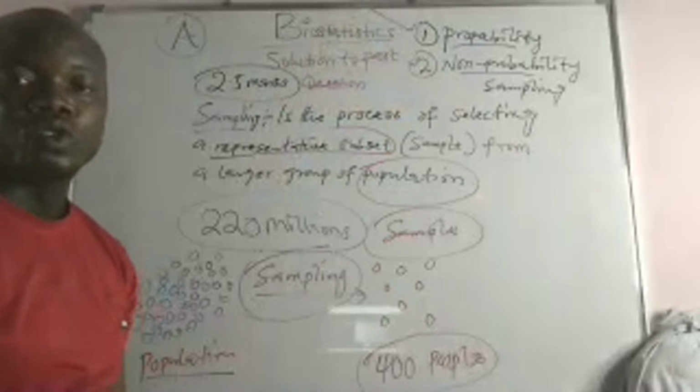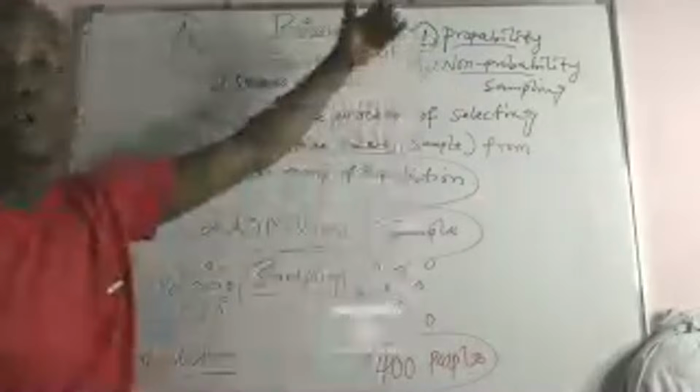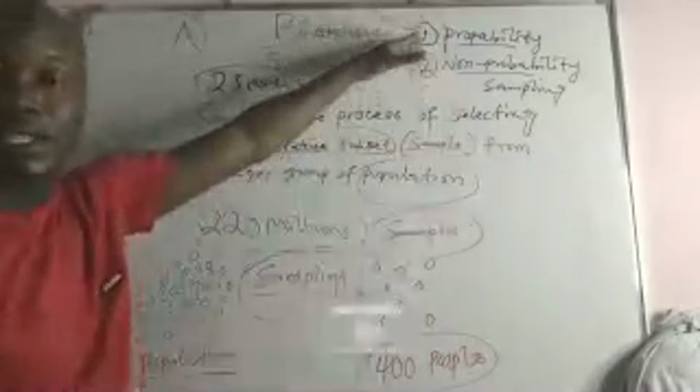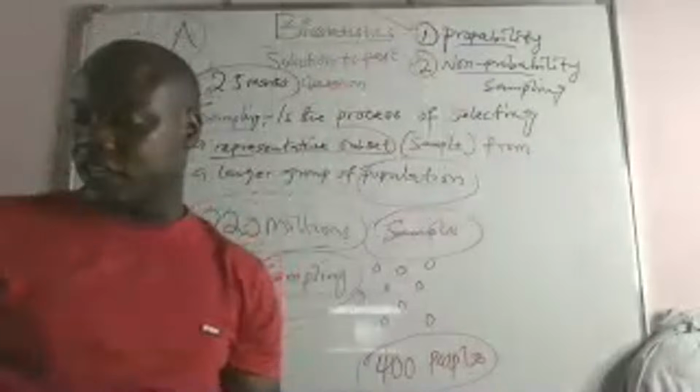So what do we do? Or we should move to the next question, or we should look at these two types of sampling. Please answer me.